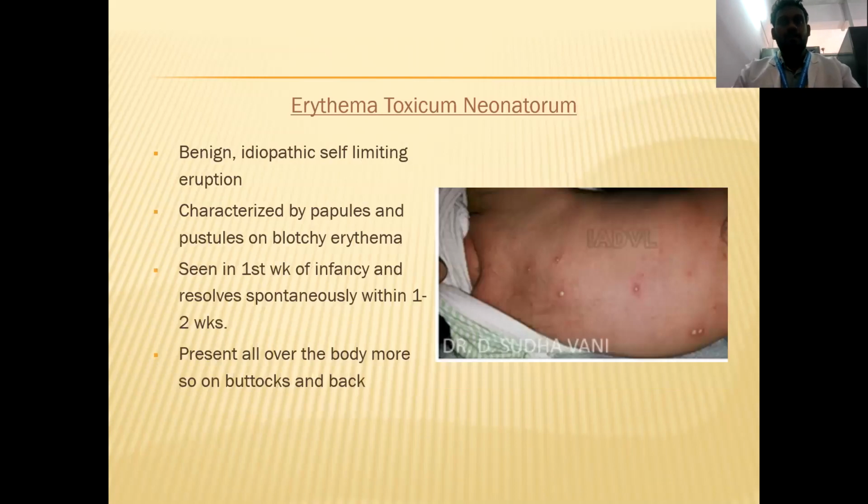Erythema toxicum neonatorum or ETN is a benign, self-limiting idiopathic eruption. This will be characterized by papules and pustules over a blotchy erythema. This is seen predominantly in the first week of infancy and it resolves spontaneously within 1 to 2 weeks. So first week it is seen and resolves in 1 to 2 weeks. Here we can see over an erythematous base there are multiple discrete papules. This can be present all over the body, but it will be more common over the back and also on the buttocks.